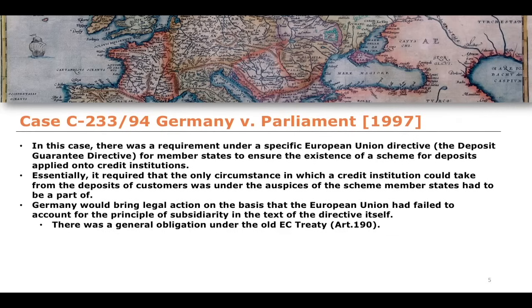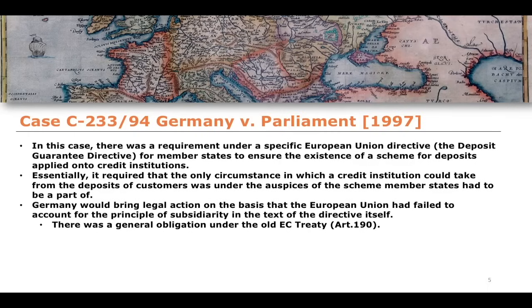So this essentially tells us that there was a general obligation of the European Union that when they issue a directive, they must show and they must explain within the directive why this directive does not fail the basic principle and the basic test for subsidiarity. That's essentially what it tells us.